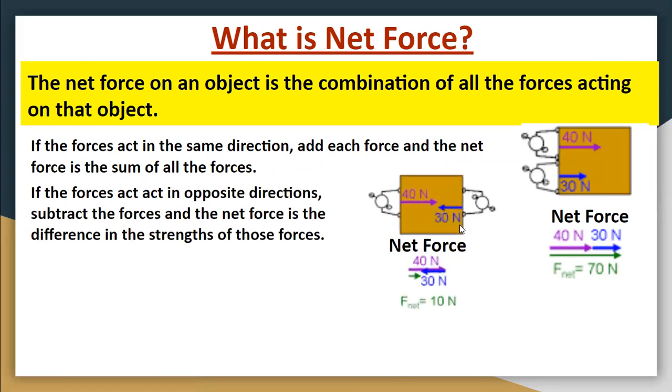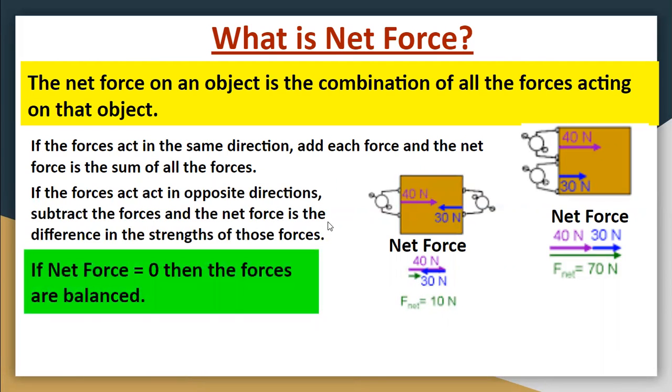If the forces act in opposite directions, subtract the forces, and the net force is the difference in the strengths of those forces. Somebody pushing from this way at 40, somebody pushing the other way at 30 Newtons. So it's 40 minus 30, so the force on the box is 10 Newtons.